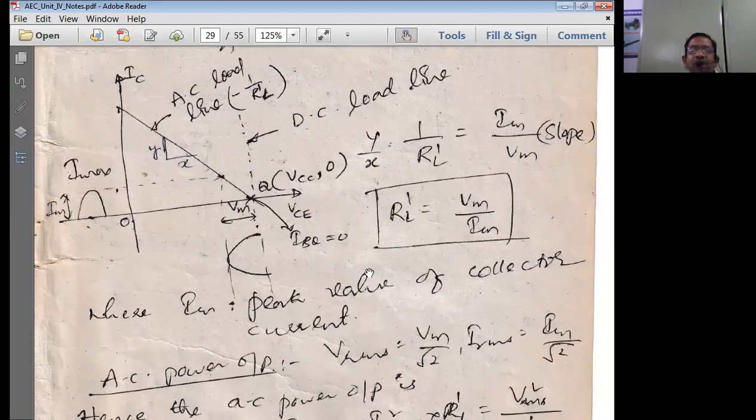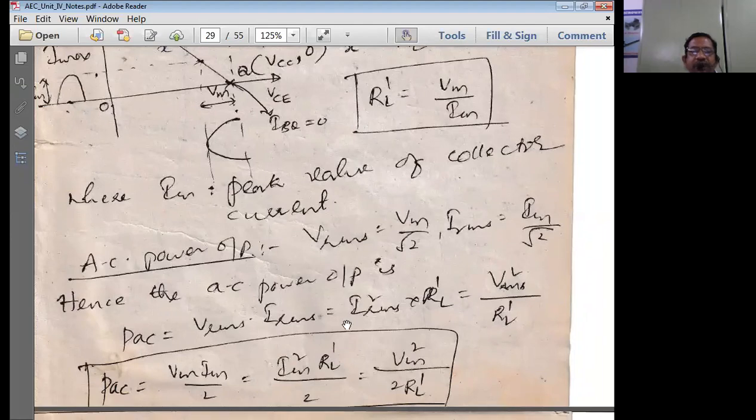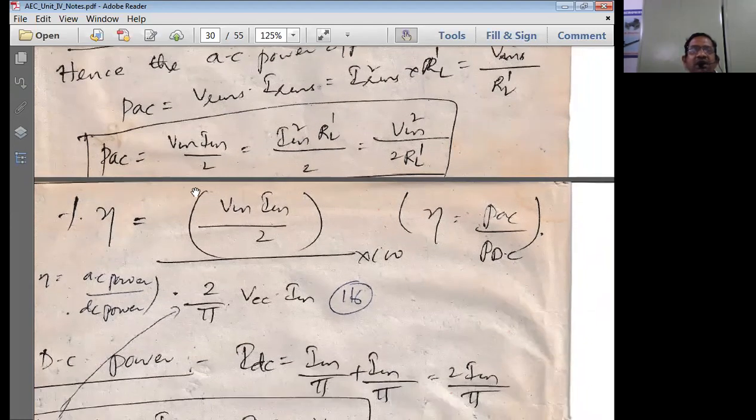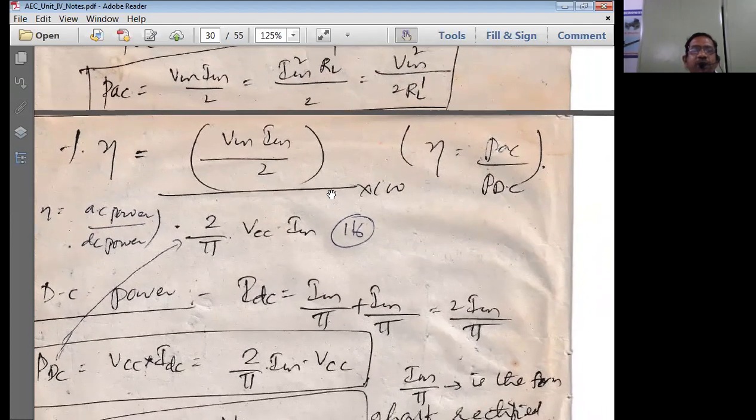So as usual, Im is the peak value of the collector current. Vm is the peak value of the output voltage across the load terminals. Now we have to find out the output AC power. So Vrms into Irms. I can write it in terms of only current or only voltage. If I write it in terms of voltage, I can write Vm square by 2 into RL dash. If I write it only in terms of current, Im square into RL dash by 2.